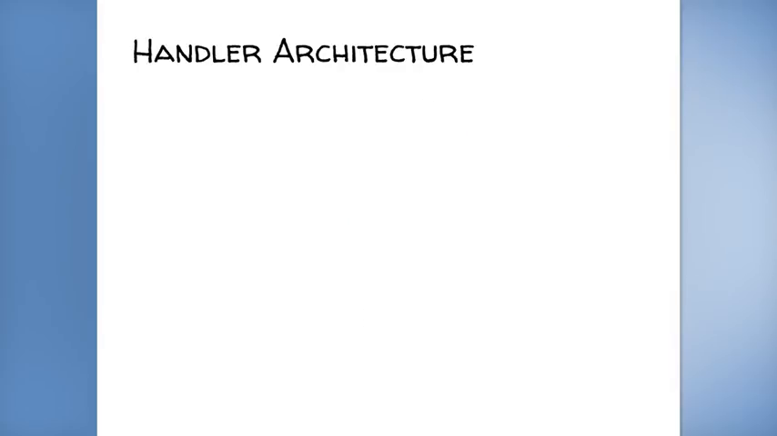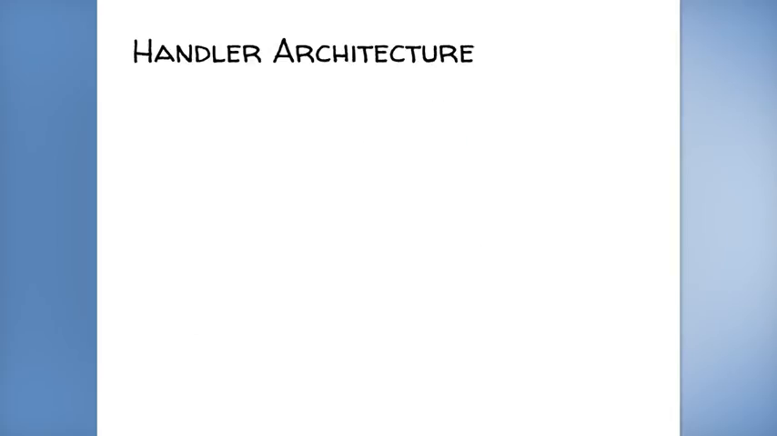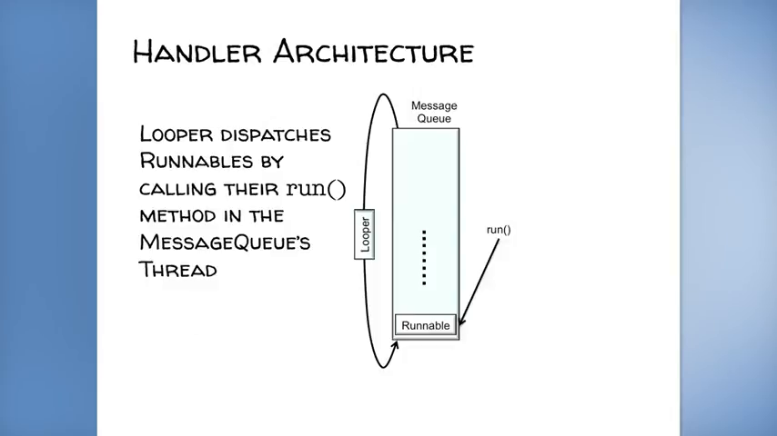Now, while all this is going on, the looper object is sitting there just waiting for work to appear on the message queue. And when that work does appear, the looper reacts in one of two ways depending on the kind of work that has just arrived. Now, if that work is a message, the looper will handle the message by calling the handler's handleMessage method and passing in the message itself. If instead that work is a runnable, then the looper will handle it by simply calling that runnable's run method.